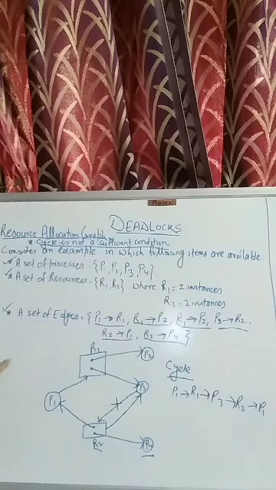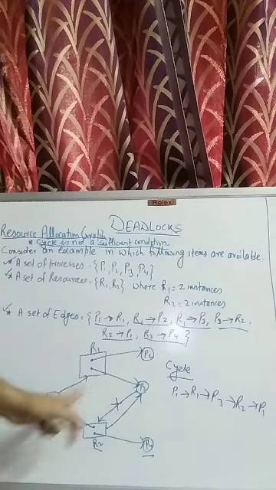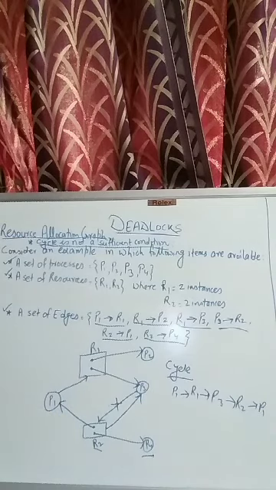So by this example we see that a cycle is not a sufficient condition for the existence of deadlock. This is all about resource allocation graph.